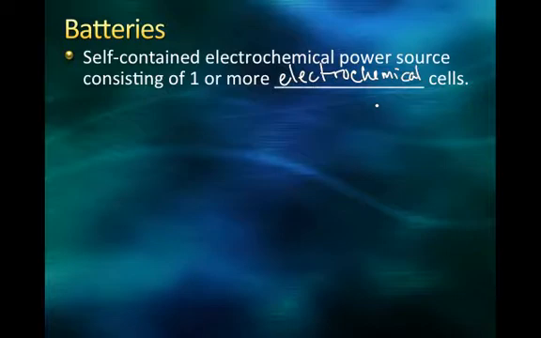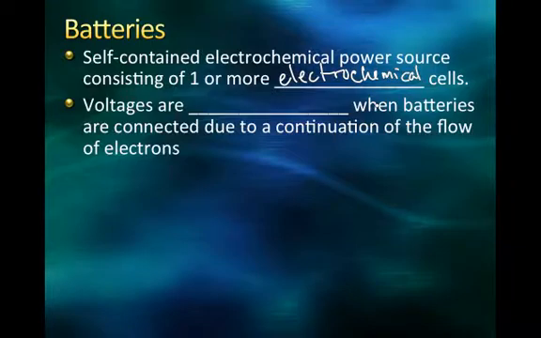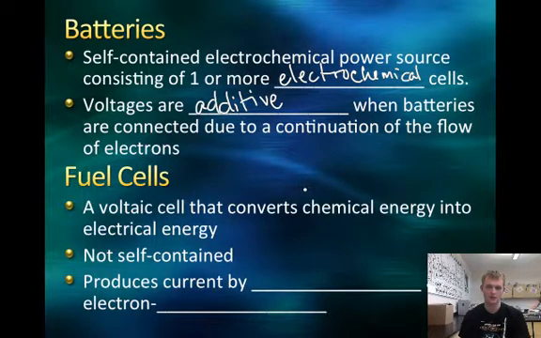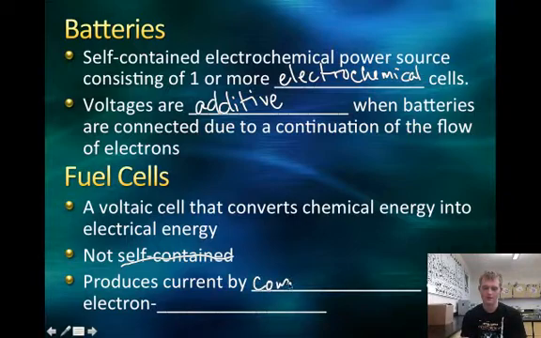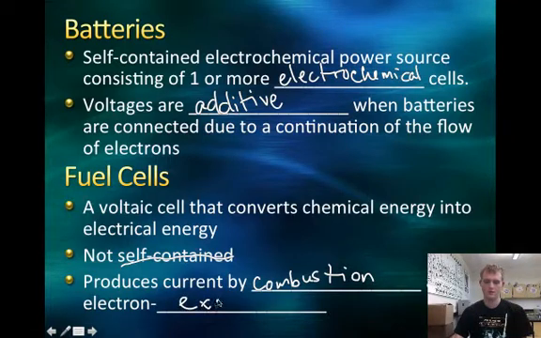We can simply take the potential of one electrochemical cell and add it to the next electrochemical cell in our series. A fuel cell is different from a battery. You see, a battery has all of the energy already packed inside it in the chemical bonds. But a fuel cell has to have fuel added to it to convert that chemical energy into electrical energy. In other words, it's not self-contained. It produces current, though, and uses combustion or electron excitation to produce the chemical energy. Holy smokes.